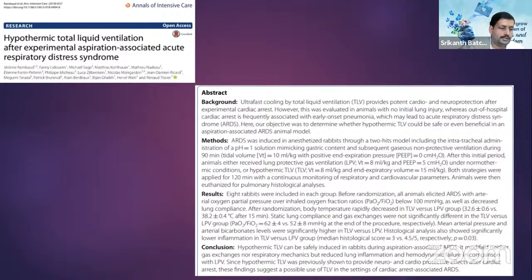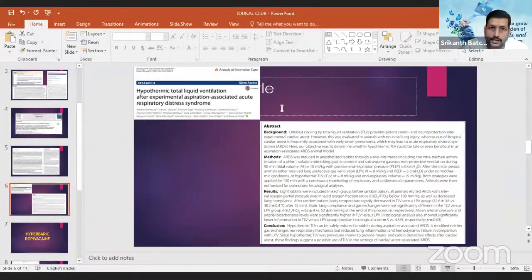So again, as this content flows, bromide and iodide ions interfere with radiographic imaging, which is another hindrance when we are dealing with liquid ventilation. So that's what I could achieve before we jump on to hyperbaric ropivacaine, which is actually a small topic.